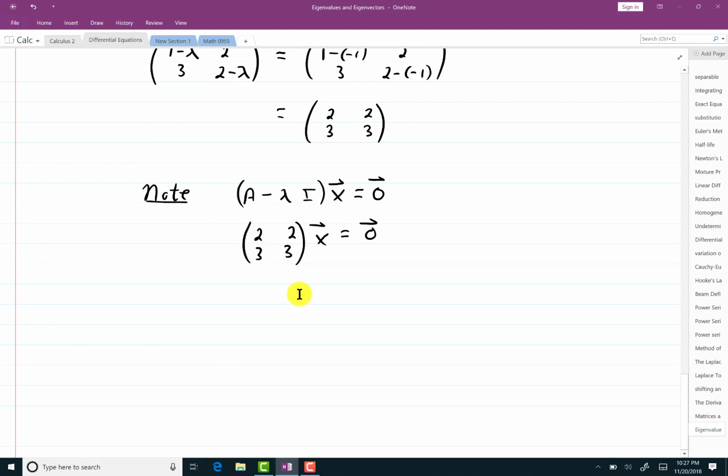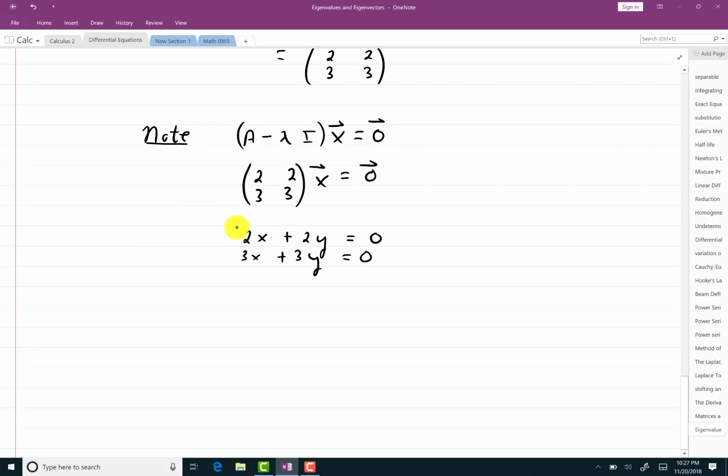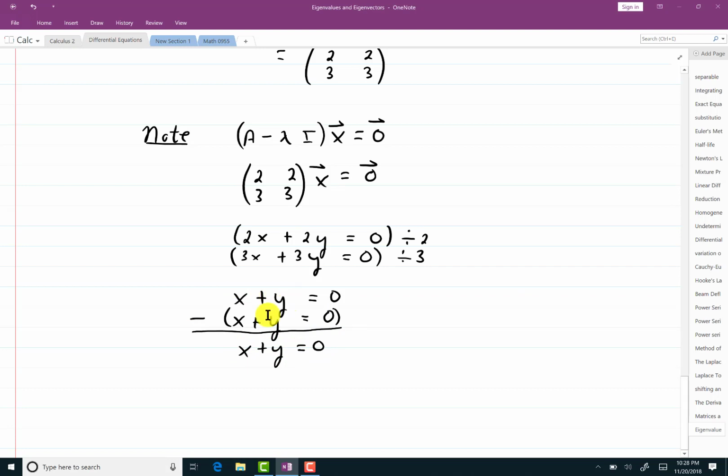If you were to break this back into equations, we would have 2x plus 2y equals 0, and we'd have 3x plus 3y equals 0. Well, you could easily divide the first equation by 2, and take the second one and divide it by 3, and what happens then is I get x plus y equals 0, and the other one, I also get x plus y equals 0. Well, then if you subtract one from the other, you get x plus y equals 0. What happens here? These are exactly the same line, both of these equations, if x and y were numbers, that is.